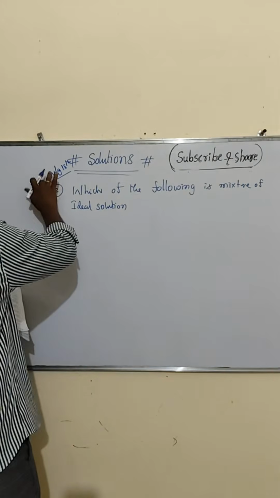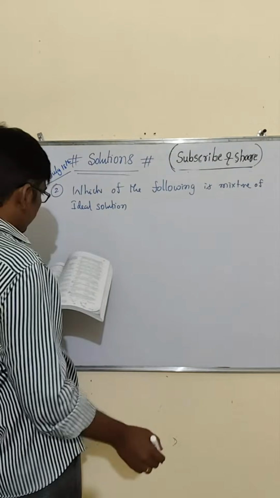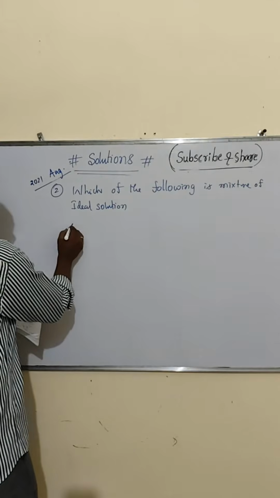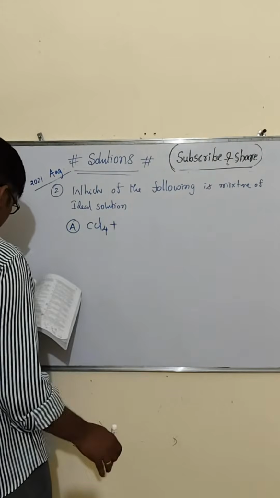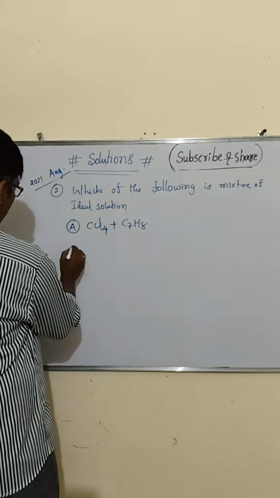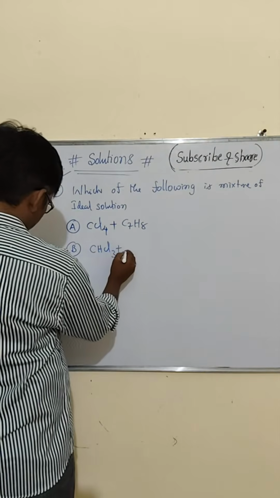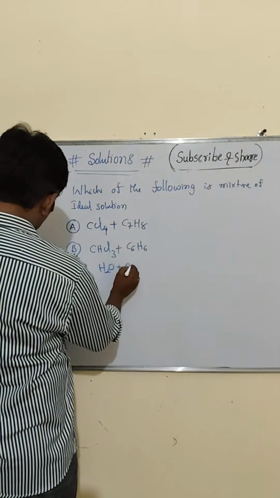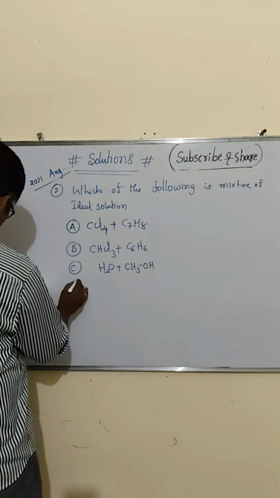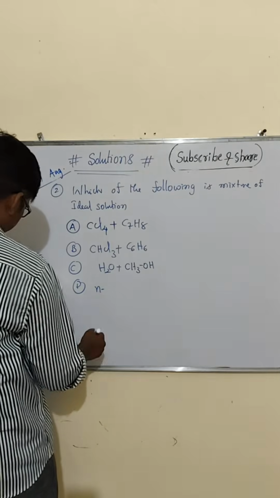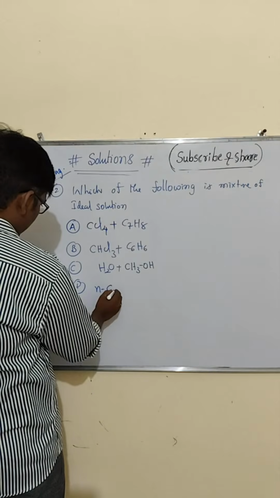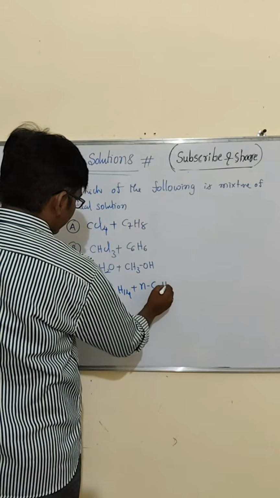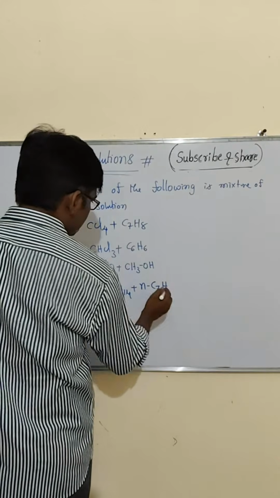This question was asked in August 2021. Options are given: option A, CCl4 plus C7H8; option B, CHCl3 plus C6H6; option C, H2O plus CH3OH; option D, n-hexane, that is C6H14, plus n-heptane, C7H16.